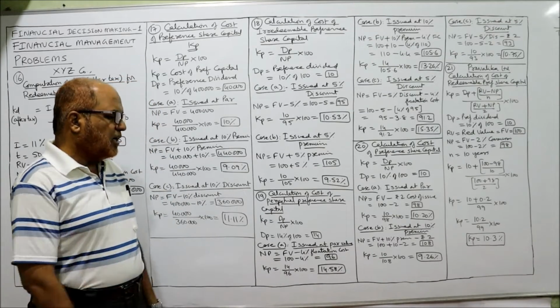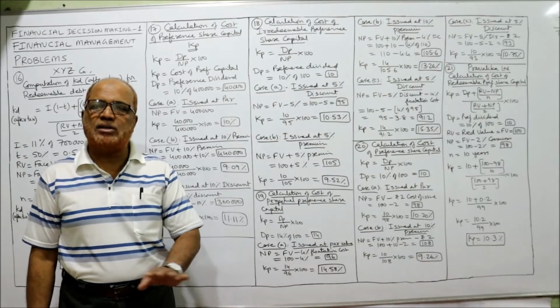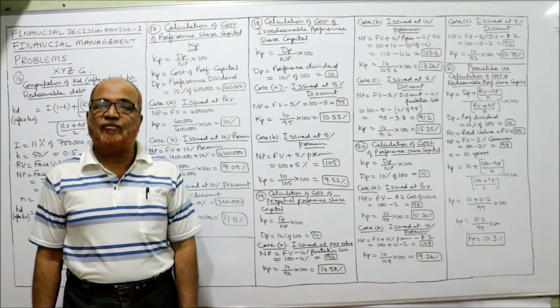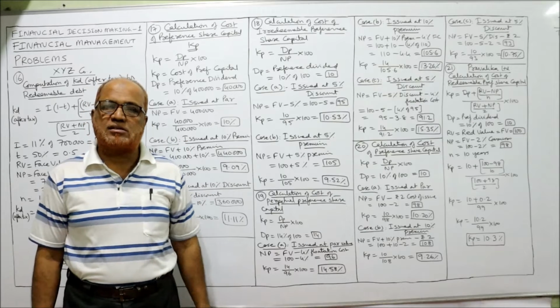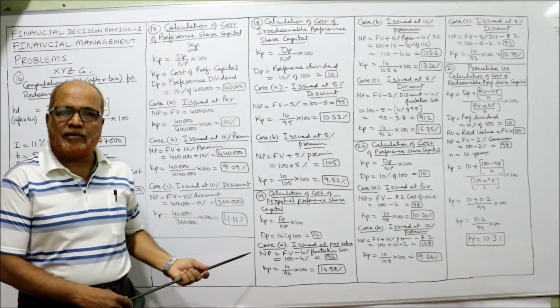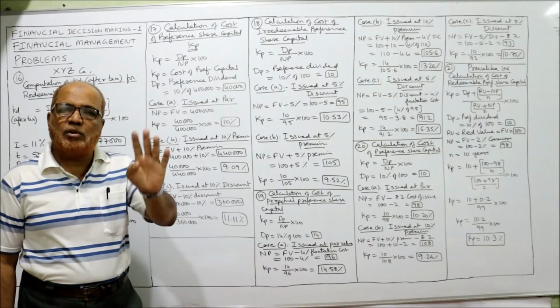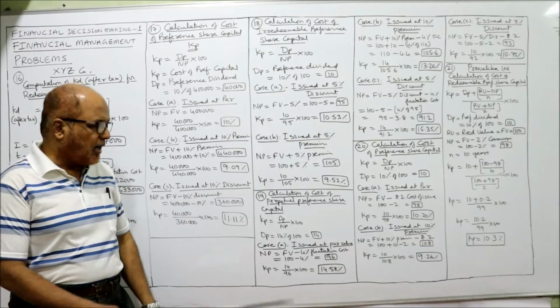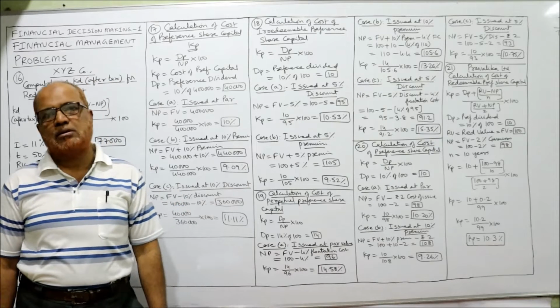Now case 1, issued at par value. Par value means face value. No discount, no premium. But flotation cost is there. 4% on issue price. Issue price is 100 rupees. So 4% of 100, 4 rupees. 4 rupees will be paid. Deduct. So 100 minus 4, 96 rupees is the net proceeds.